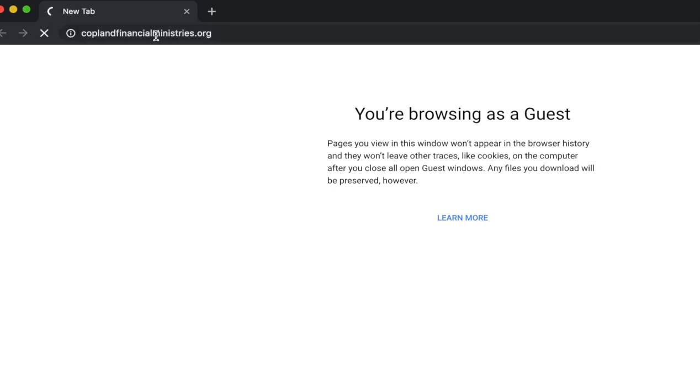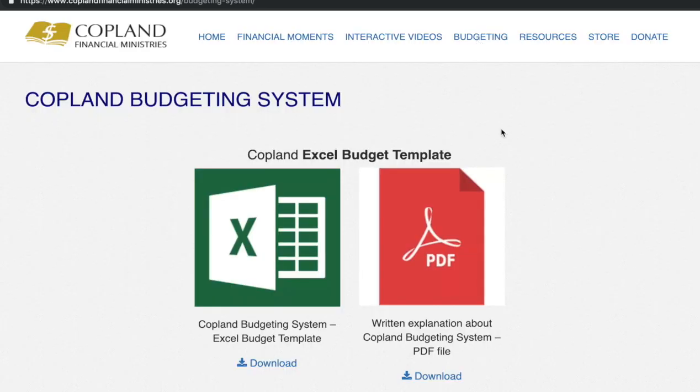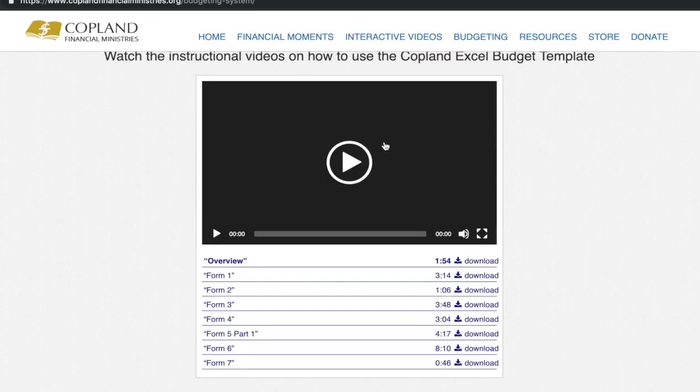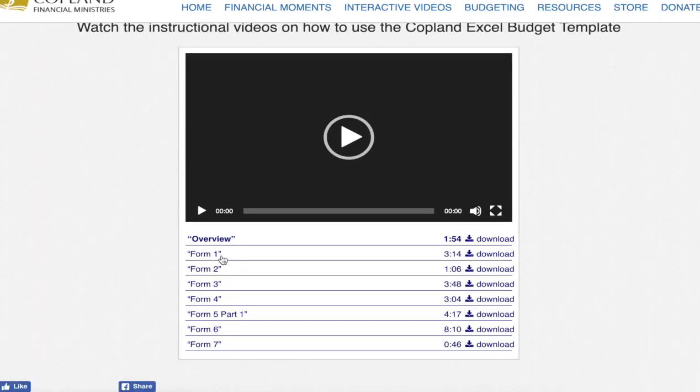There are actually 8 parts to this video. They're joined together, of course, and you'll see in these 8 different parts, the first is providing an overview of the Copland budgeting system, and then the next 7 deal with each form, namely form number 1, number 2, number 3, number 4, number 5, number 6, and number 7, all of the Copland budgeting system.